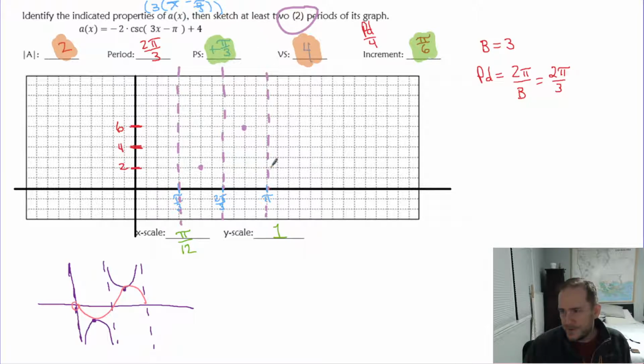So from here we go over 1, 2, over 1, 2, asymptote. Then over 1, 2 boxes up to the point that's above, then over another asymptote.